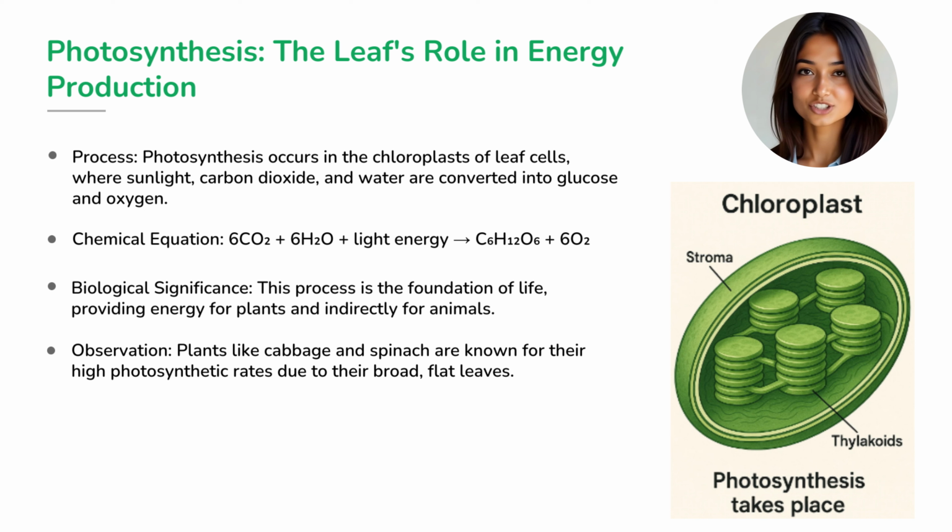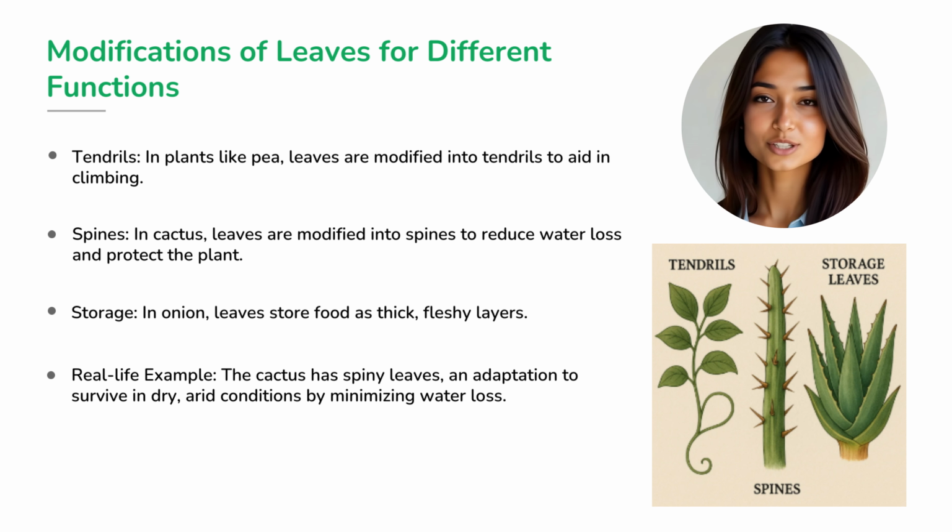food, and oxygen. The equation for photosynthesis is simple: 6 molecules of carbon dioxide plus 6 molecules of water, in the presence of light energy, produce 1 molecule of glucose and 6 molecules of oxygen. Can you believe that the oxygen we breathe comes from this very process? It's incredible how these tiny green cells are keeping the world's oxygen supply in check, all while making food for the plant. Nature doesn't stop at just one type of leaf.